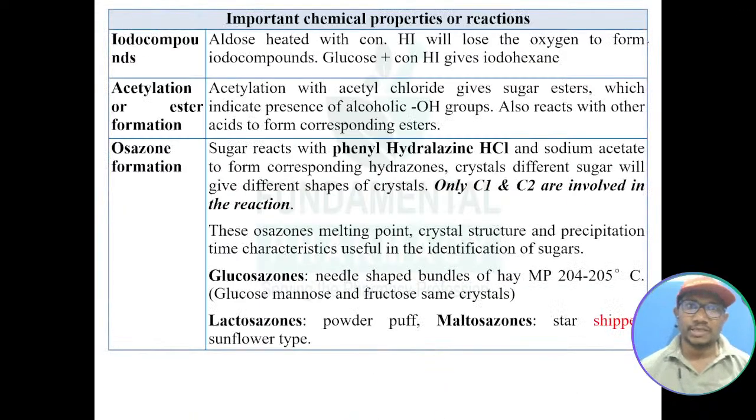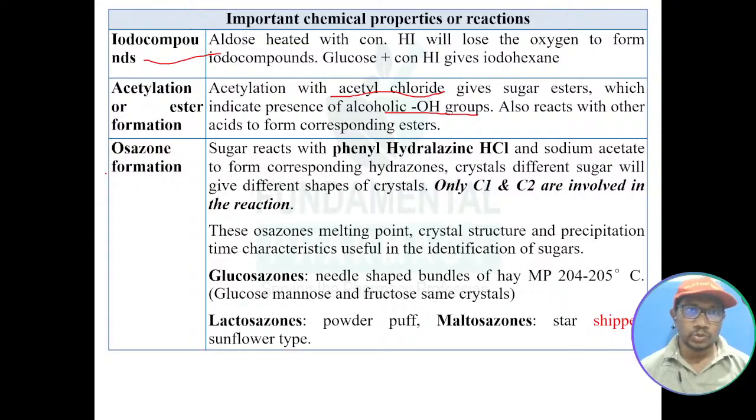We have seen the physical properties. So iodo compounds: an aldose sugar when treated with hydroiodic acid forms iodo compounds. One of the properties is acetylation or ester formation. Sugars when treated with acetyl chloride form an ester due to the presence of alcoholic OH groups. They also react with other acids to form corresponding esters.